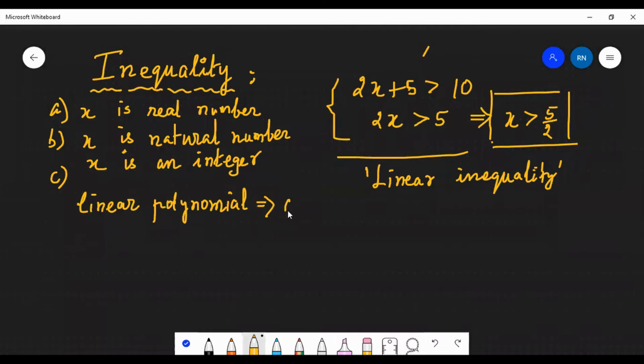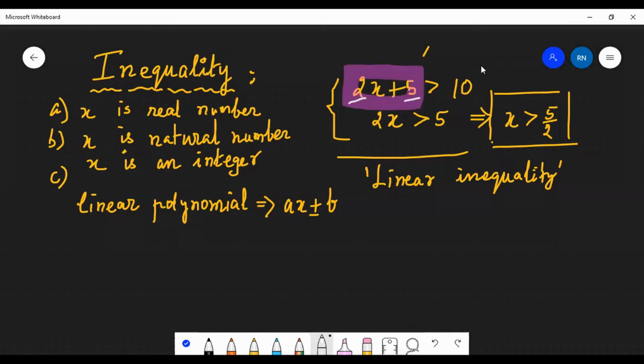Linear polynomial. Generally, there is an x term with power 1, and there can be a constant also. It can be ax plus or minus b. This is a linear polynomial. In the same way, linear inequality. So what I gave you here, is it not in the model of ax plus b? Yes, 2 is a, and 5 is b. So this is a linear inequality.